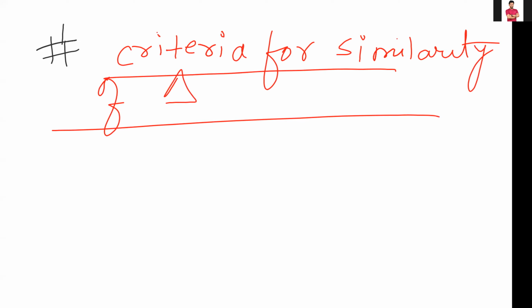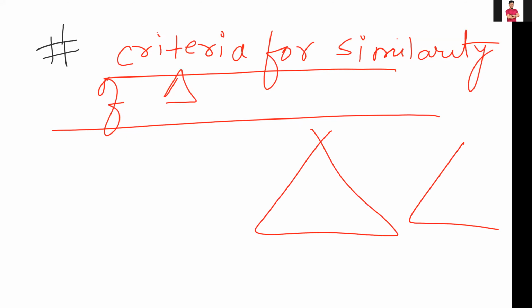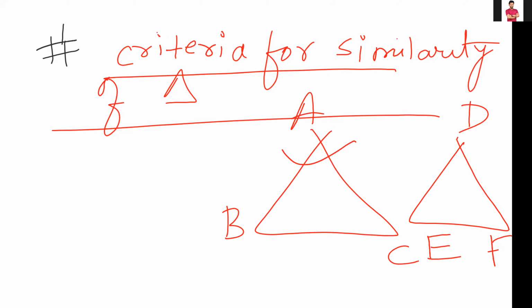See how this works out. First thing, we already studied that two triangles are similar when their corresponding angles are equal and their corresponding sides are proportional. Suppose we have triangles ABC and DEF. So angle A equals angle D, angle B equals angle E, and angle C equals angle F.